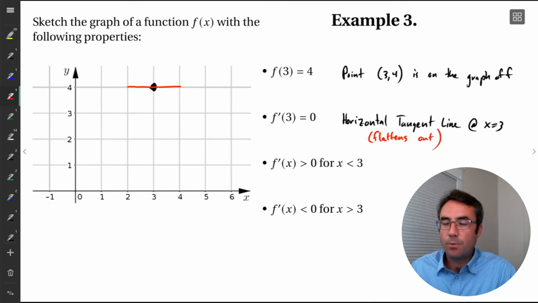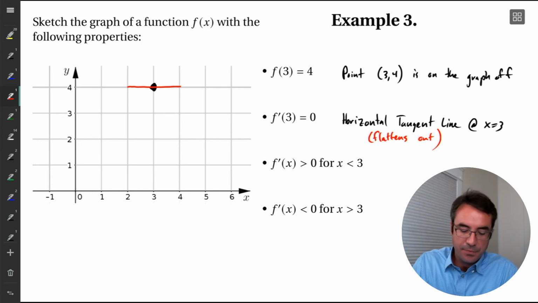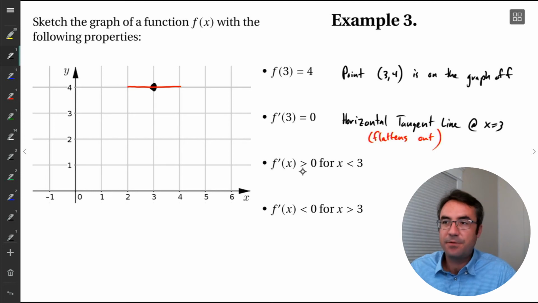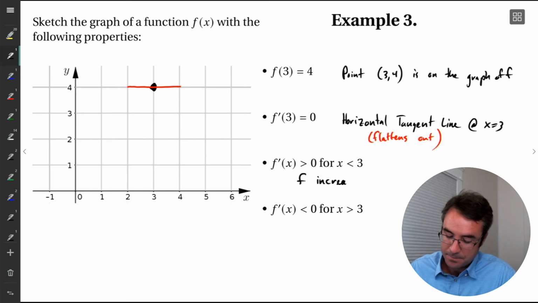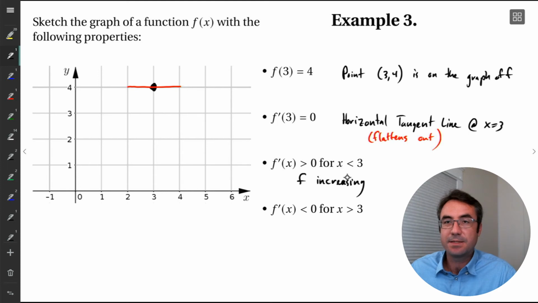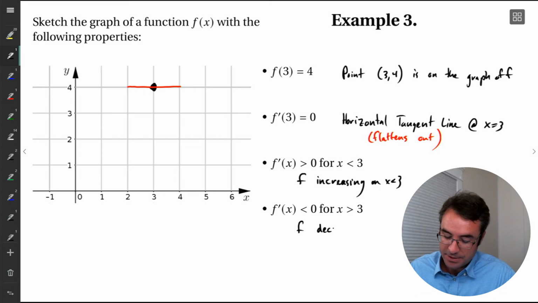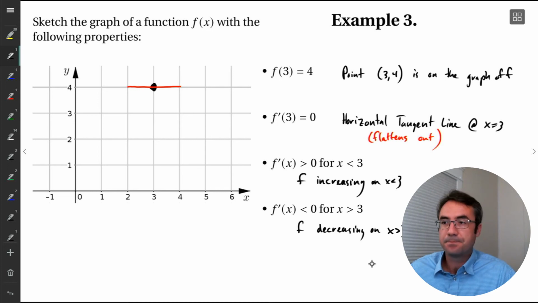All right. Well, what else do we know? Our derivative is positive when x is less than 3. So if our derivative is positive on the interval when x is less than 3, that means f is increasing when x is less than 3. And the other property says that f prime is less than 0, so it's negative, for x greater than 3. So that means our function is decreasing on the other side when x is greater than 3.